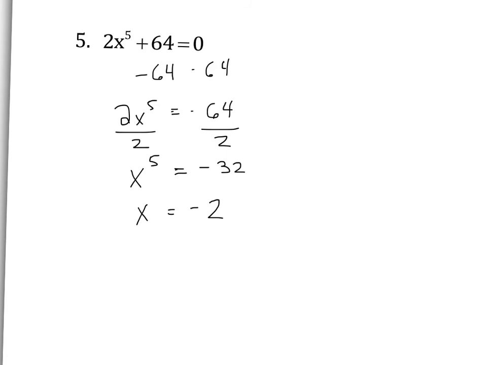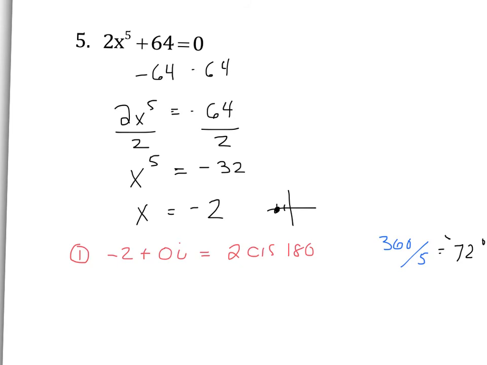So -2. And if I graph -2 plus 0i, obviously, you're going to be at 180 degrees, 2 away from the pole. So my first answer here, initial answer, -2 plus 0i, which in polar would be 2 cis 180. So now I'm going to take 360 and divide by what number? Good. I'm dividing by 5. Excellent. So if I divide by 5, you're going to get good old 72 degrees.